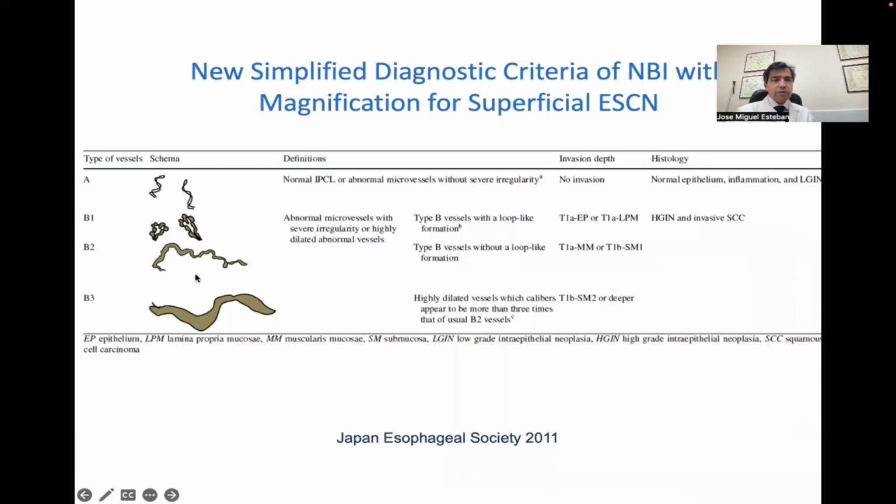Look here, we'll see the types of vessels A and B1. A will be normal or also in some low-grade dysplasia. B1 is in low-grade, high-grade dysplasia, and also in some cases of cancer, but M1 or M2. B2 goes deeper, muscularis mucosa or SM1, and B3, with thickening and highly dilated vessels with different caliber, goes deeper to SM2.